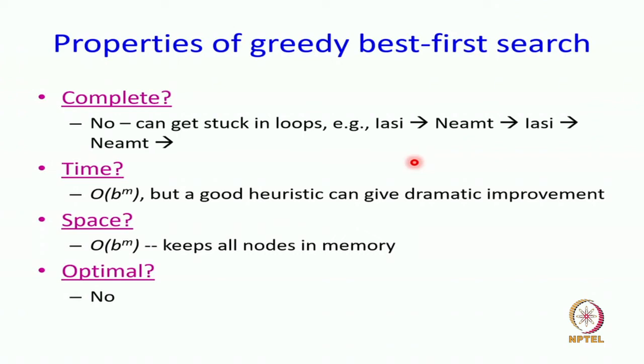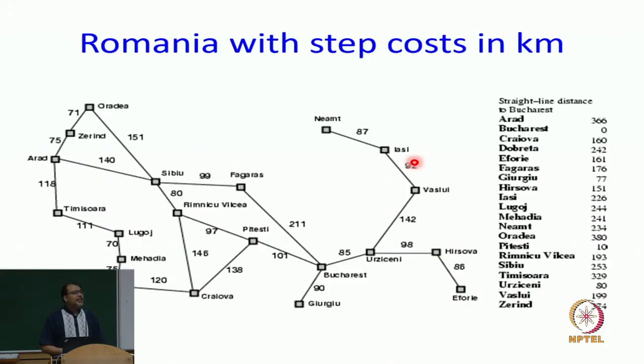Not only does it have time and space, which is going to be hard because we are dependent on the heuristic function, but it is not even complete. It gets stuck in loops, and that is not very good. We do not want an algorithm that gets stuck in loops. So we need to do something about this. So, intuitively, what is going wrong?